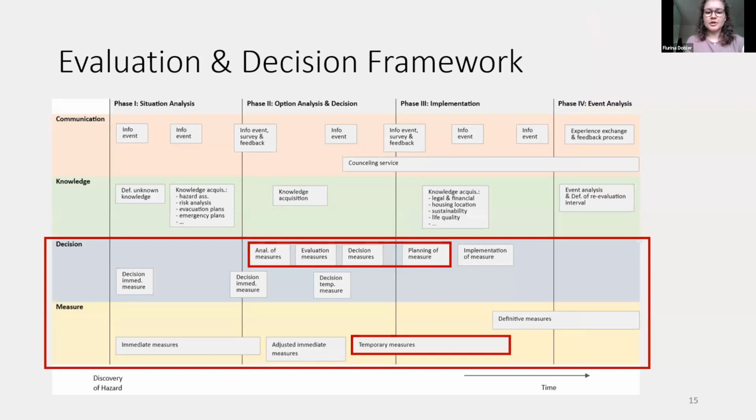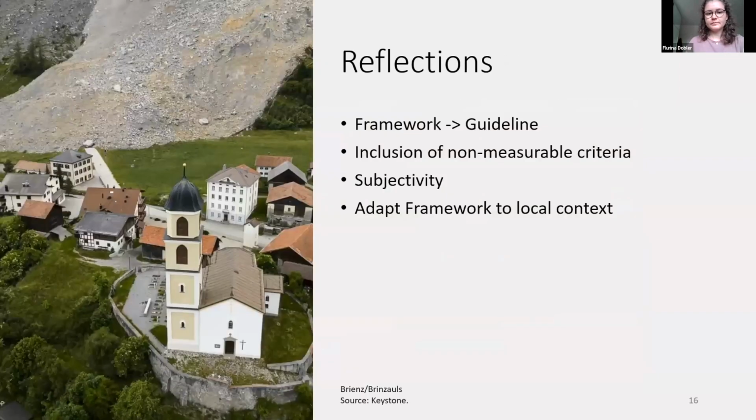And while these temporary measures provide transitional risk reduction, longer-term measures, including managed relocation, can be decided, planned, and implemented. And lastly, a directive is given for the implementation of a relocation and the subsequent event analysis. This framework is designed to serve as a guideline during the decision-making process and is intended to lead to a sustainable decision on a risk reduction measure.